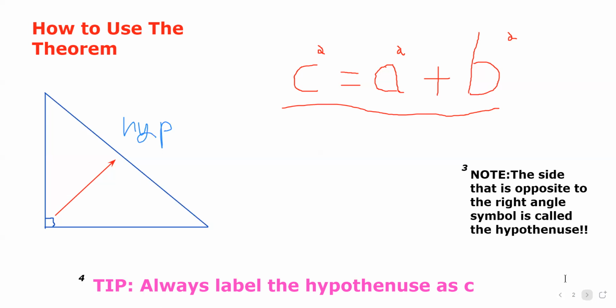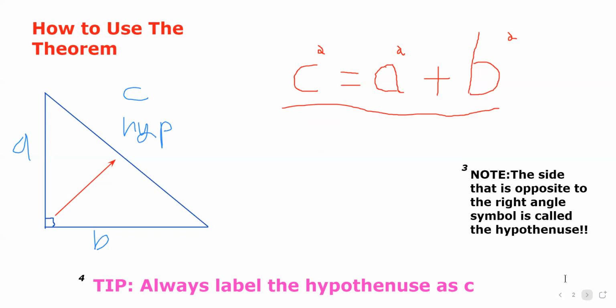Alright, so when we're labeling it, there are three sides, A, B, and C. A tip is to always label the hypotenuse C. It will make using the equation easier. So if we're labeling this triangle here, the side opposite will be C. And it doesn't matter what you label A and B, because they're interchangeable. So C is the hypotenuse, and A and B will be the other sides. That's literally all there is to labeling. After you label, all it is is plugging in values and calculating.